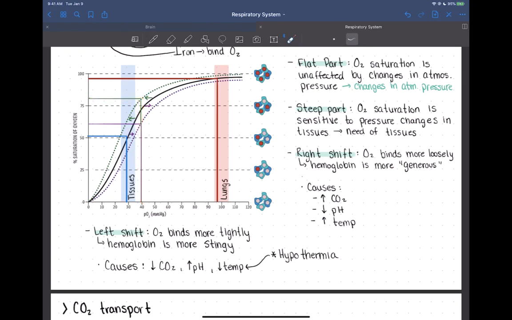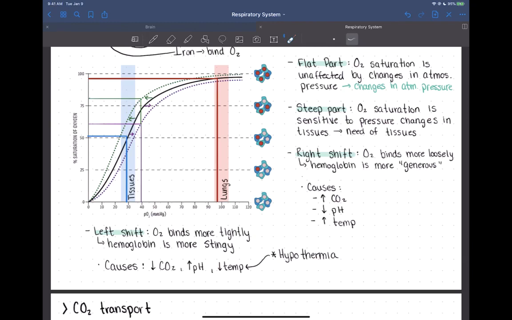So it's less likely to even give up one of its oxygens at this 40 when we are shifted to the left. The opposite signals would cause this: lower CO2, an increase in pH, and a decrease in temperature. Those are just signals that there's not a lot of cellular respiration going on in that particular tissue.